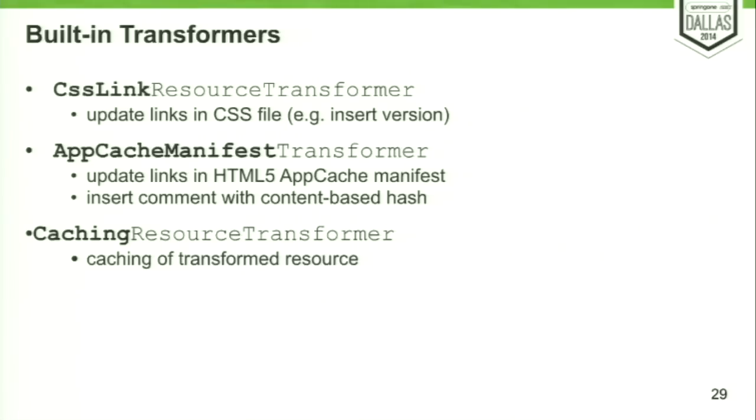Then we have a few built-in transformers. In particular, we have one for taking a CSS file and updating the links that are inside it. So now if we're transforming links, putting a version in them, we also have to do that inside other resources. Same thing we do for an app cache HTML5 manifest, also inserting a comment inside which will invalidate the cache file itself. And of course, caching the transformer, same idea.